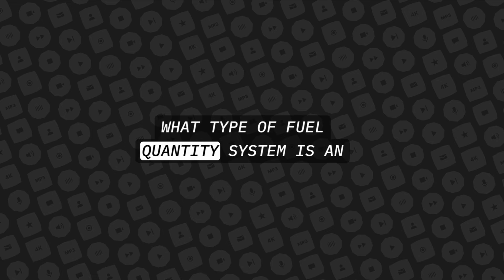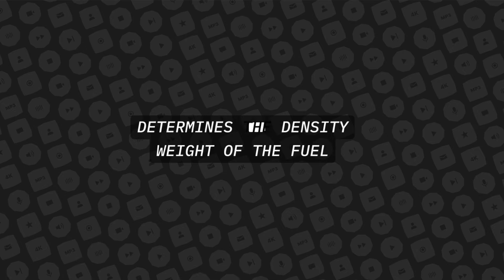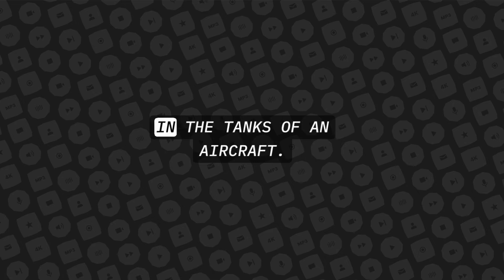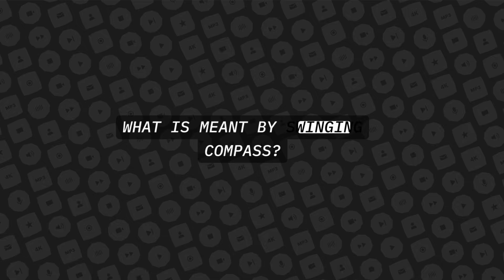What type of fuel quantity system is an electric fuel measuring device that accurately determines the density weight of the fuel in the tanks of an aircraft? The capacitor type fuel quantity system. What is meant by swinging a compass?